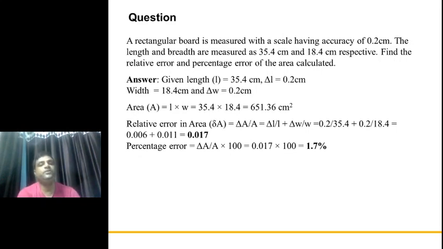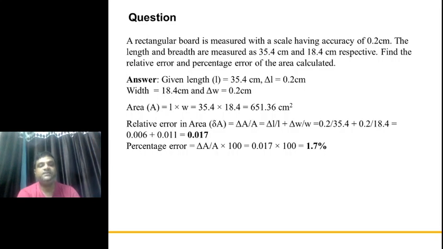A rectangular board is measured with a scale having an accuracy of 0.2 centimeter. The length and breadth are measured as 35.4 and 18.4 centimeters respectively. Find the relative error and percentage error of the area calculated. So length is given, delta L, the accuracy, is given, width is given, and also delta W is given. The accuracy is already given, and that accuracy is applied to both length and width. So area A equals L times W.